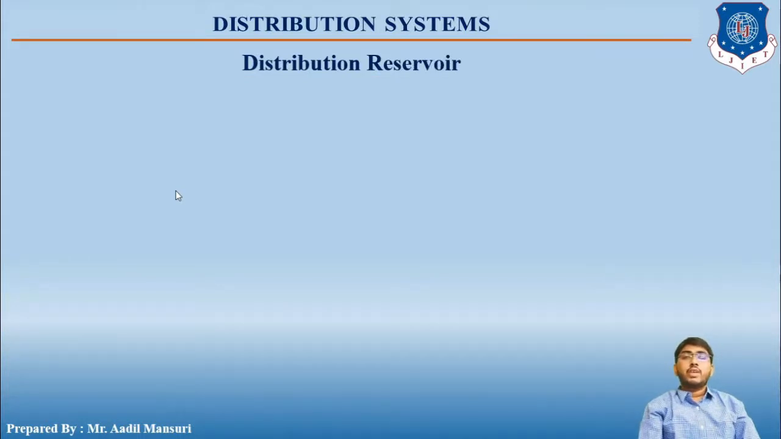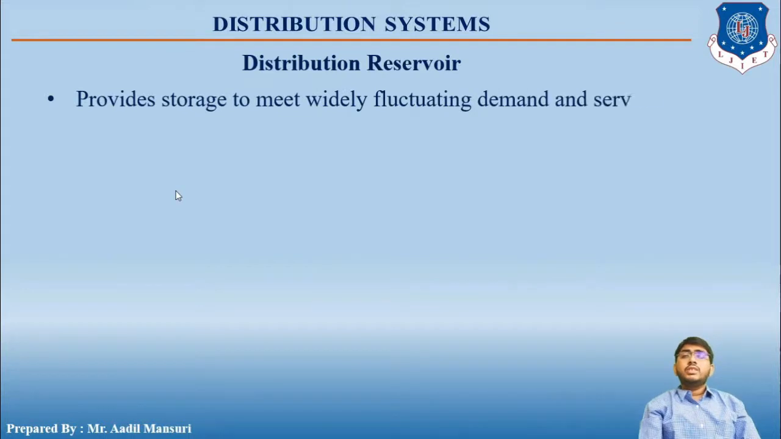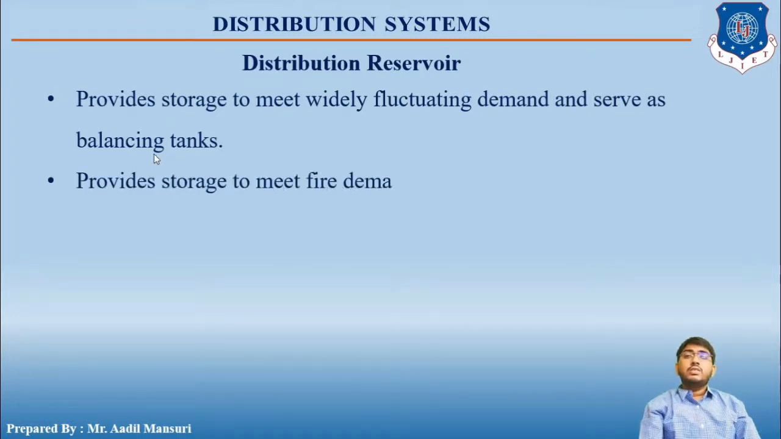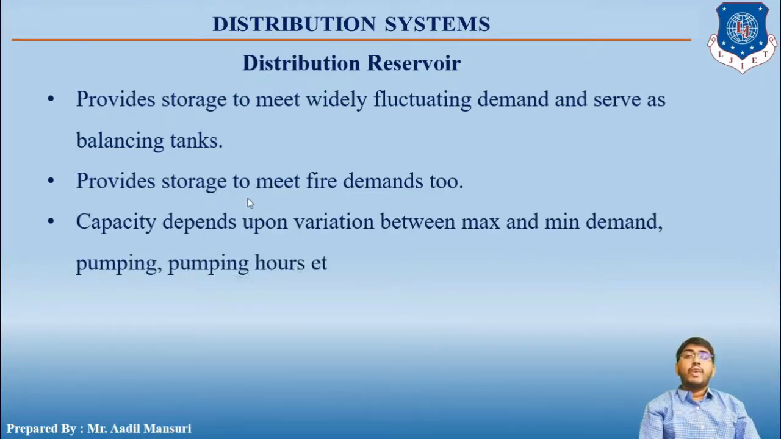Distribution reservoir. The next topic is the distribution reservoir. This distribution reservoir provides storage to meet widely fluctuating demand and serves as a balancing tank. Okay, these reservoirs provide storage to meet fire demands too. This capacity depends upon the variation between maximum and minimum demand, pumping, as well as the pumping hours. Clear? Usual capacity is 3 to 12 hours of supply.